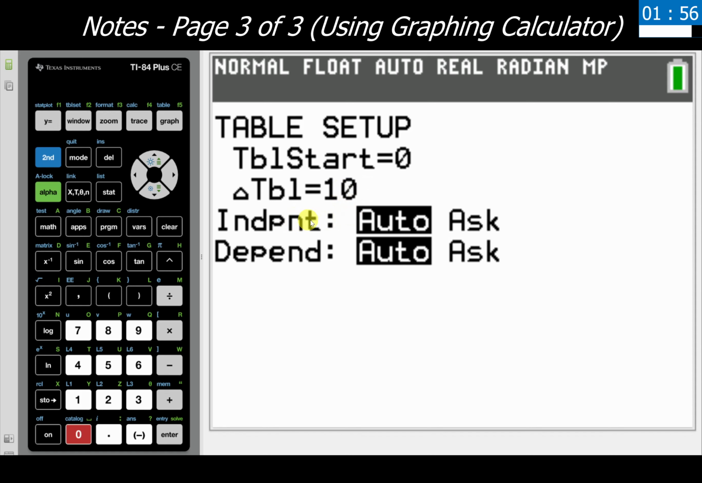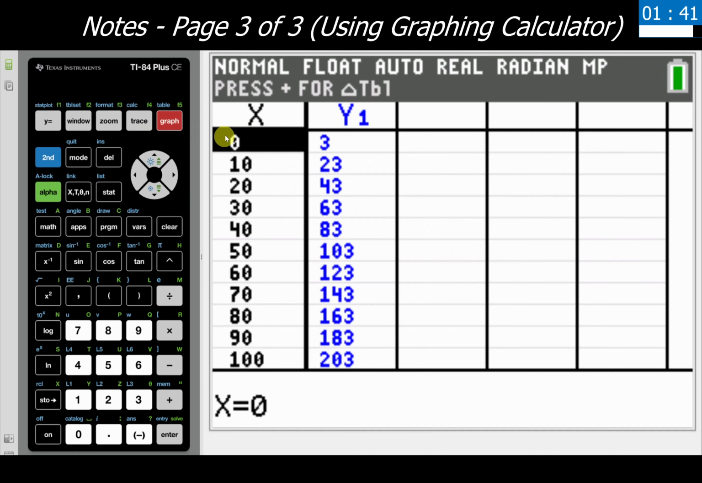You can leave the independent and dependent as auto. It defaults to X and Y for those accordingly. So we can ignore these here, leave those settings as they are. Now let's go back to our table. So we're clicking second table, and there we go. We're starting at 0, 10, 20, 30, 40, 50, 60, everything we need right here, plus a little bit extra. So we can go back to that other page and we could write in all of our answers accordingly. And we'd be done with that problem.